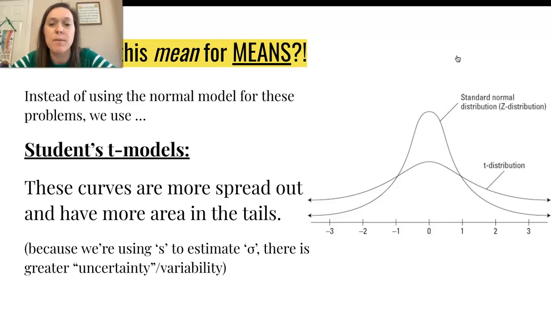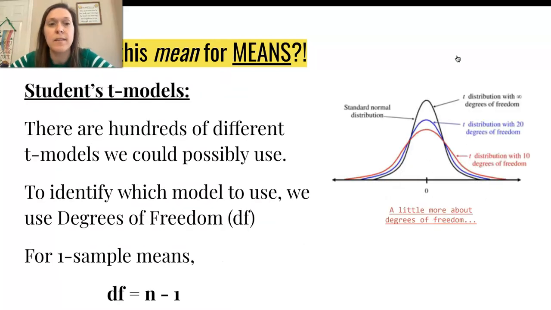So these curves are going to be more spread out and they have more area in the tail. So you can see here in the diagram, we have our normal distribution in the middle, and the T distribution is definitely flatter and your tails are fatter, right? And we're going to be using S to estimate sigma. There is a greater uncertainty and variability within that.